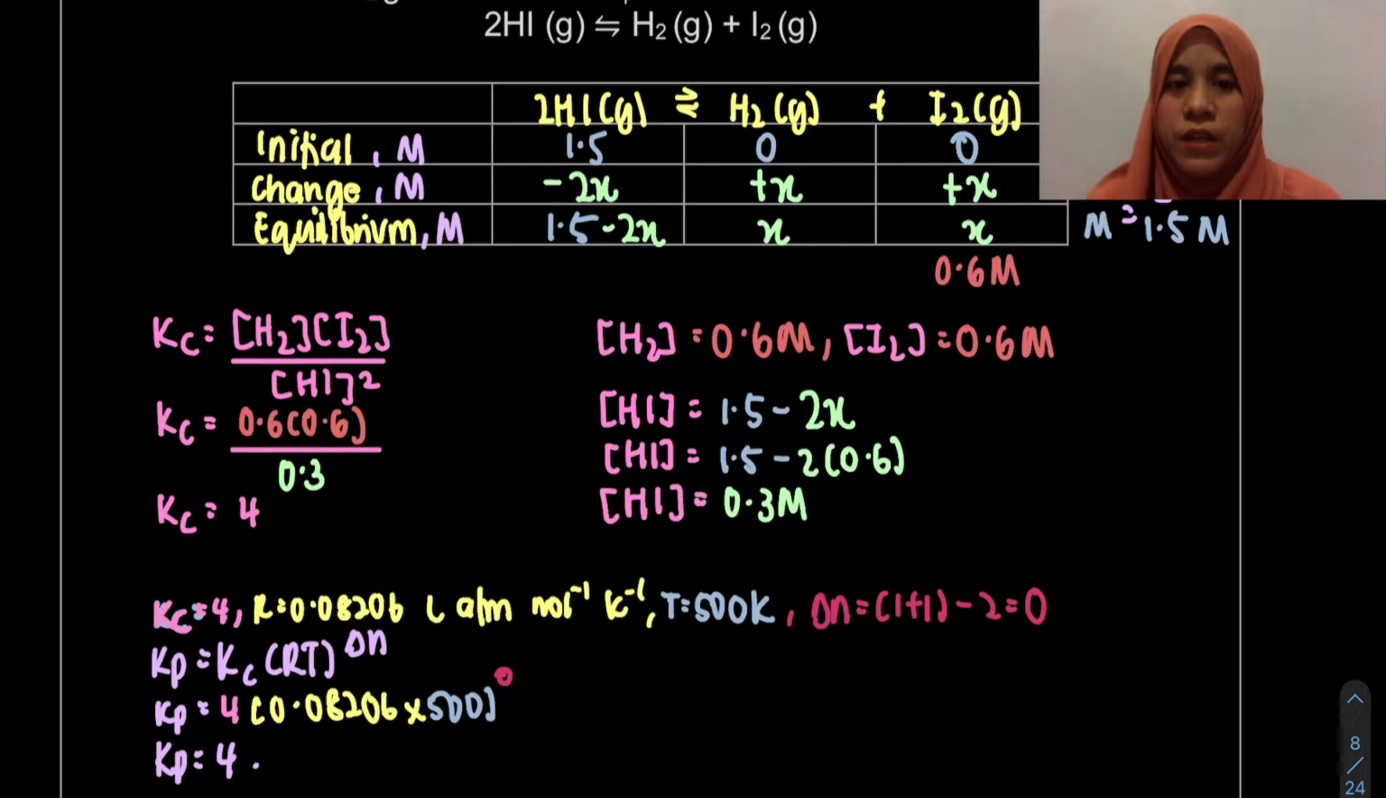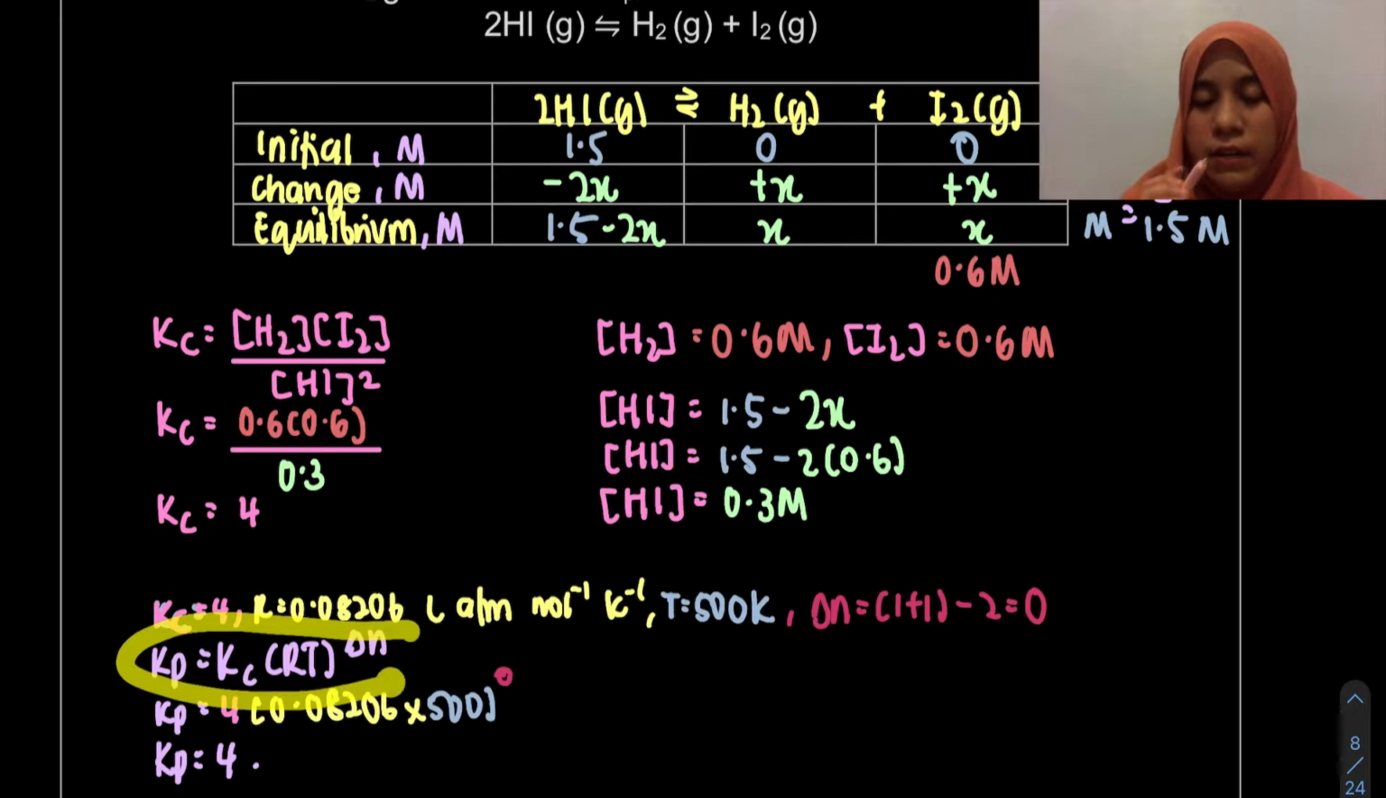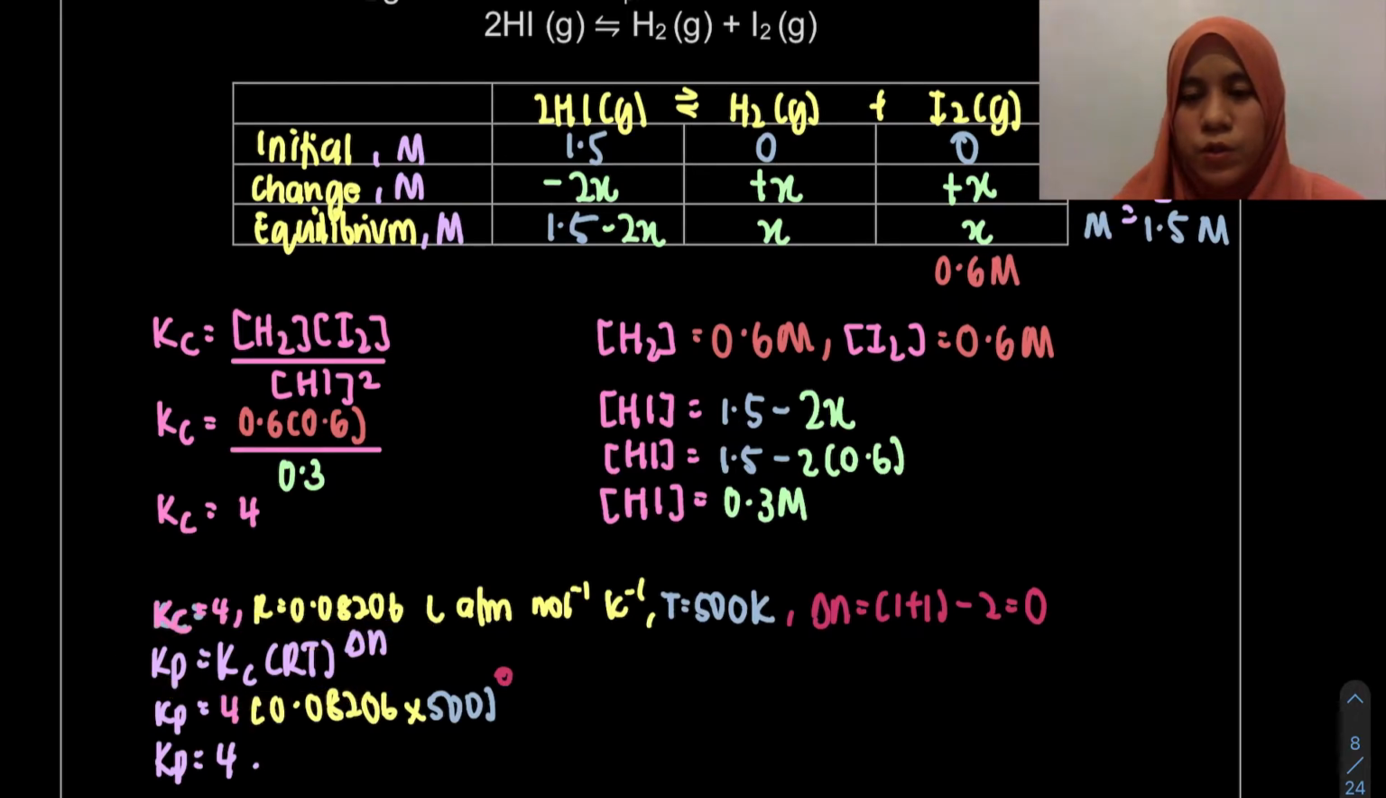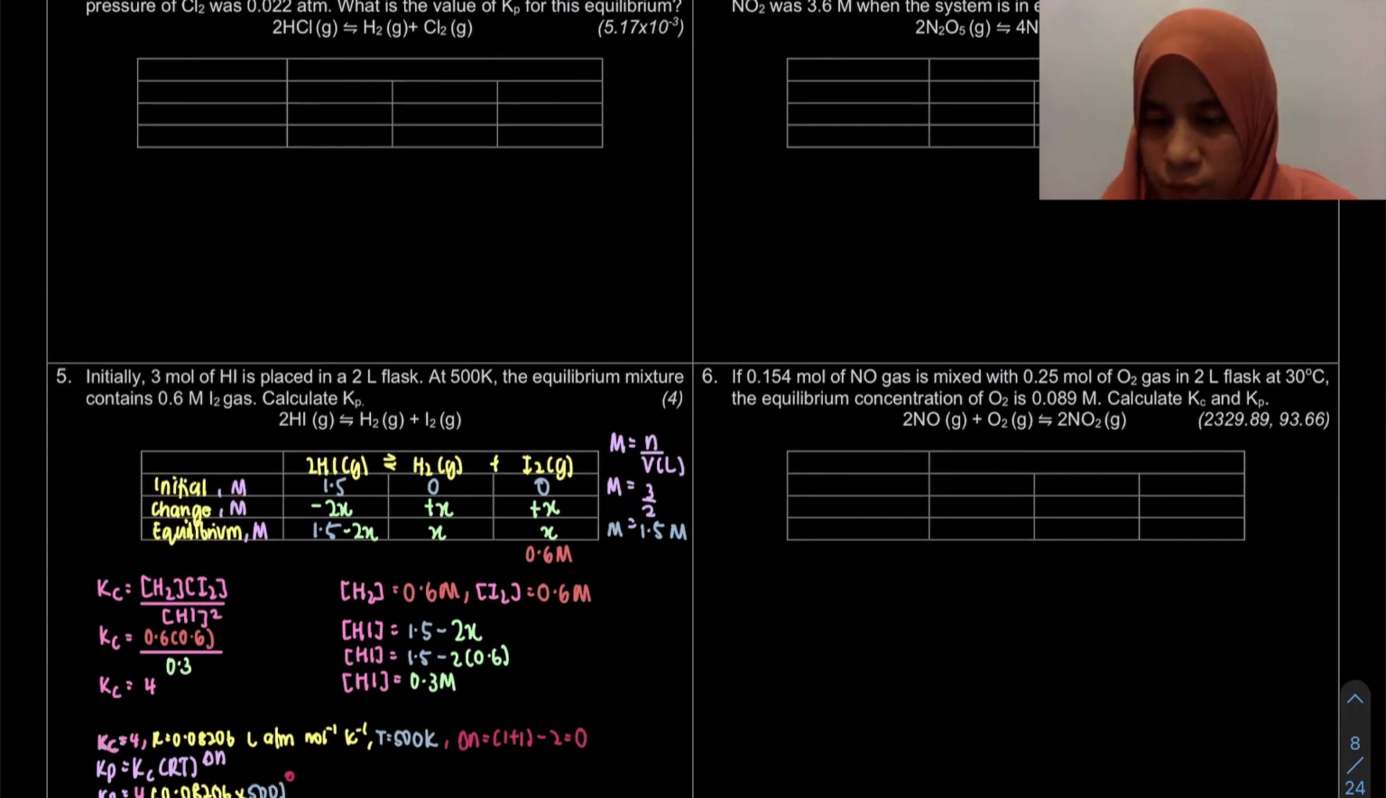Question 5 is a bit extra because it gave us the concentration, but we are going to find Kp. So this is the extra part, we have to use that. Remember T must be in Kelvin. So question 5 is as if question 6 also. I believe you could try it yourself.